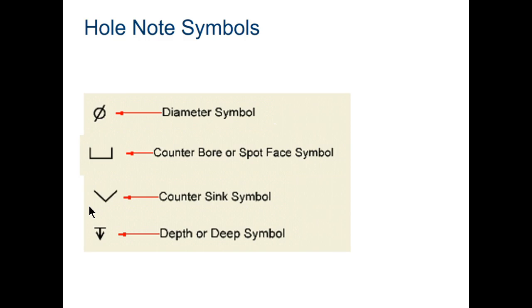We have the circle with a slash through it, that means the diameter. You see the counterbore, or spot face. This is where you have a hole that's drilled, and at the bottom it's flat instead of pointed. The countersink symbol is the tapered little point, and then you would have to define the angle of that taper. And then you have the line with the arrow over it. This is showing how deep your blind hole is going to go.